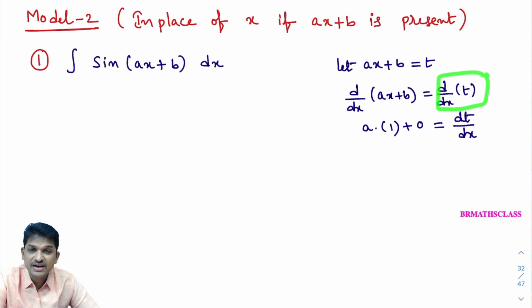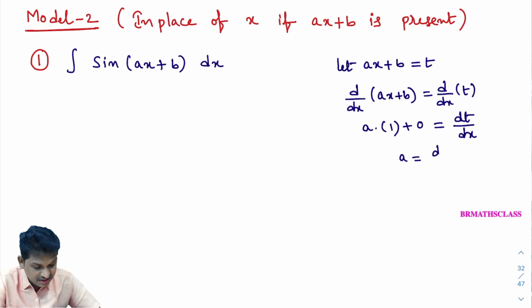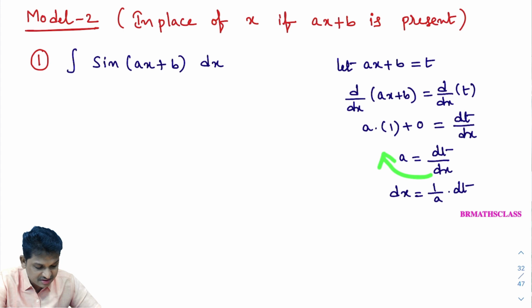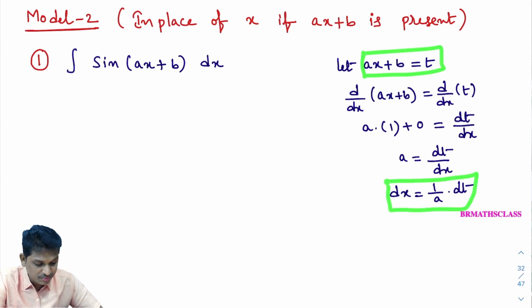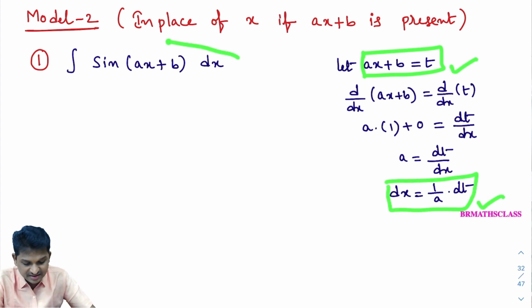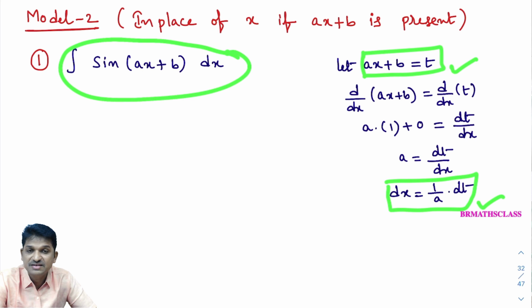From this, I'll write what is dx. One more step we can write here: a equals dt by dx. From this, what is dx? dx is 1 by a into dt. I just took dx to this side and a to the right hand side. Okay, so you got two things here. First one, ax plus b is t. Second one, dx is 1 by a into dt. Now, these two things I'll substitute in this integral to simplify it easily.